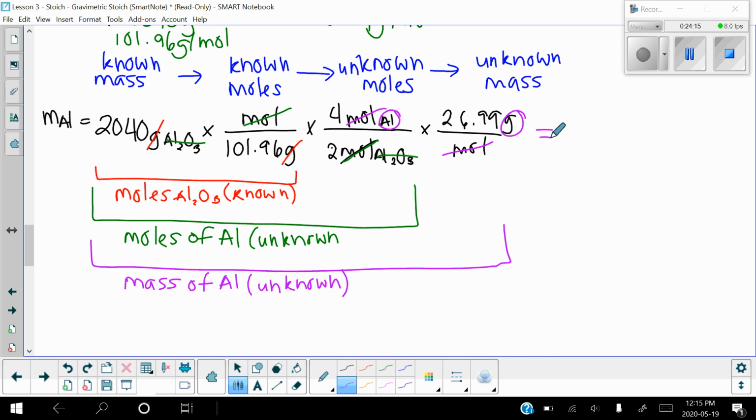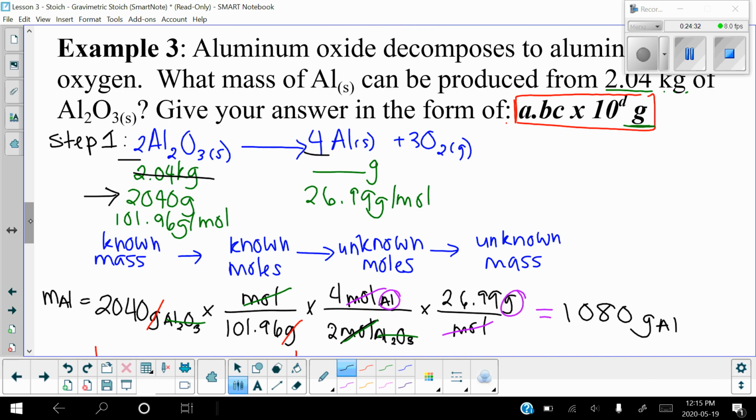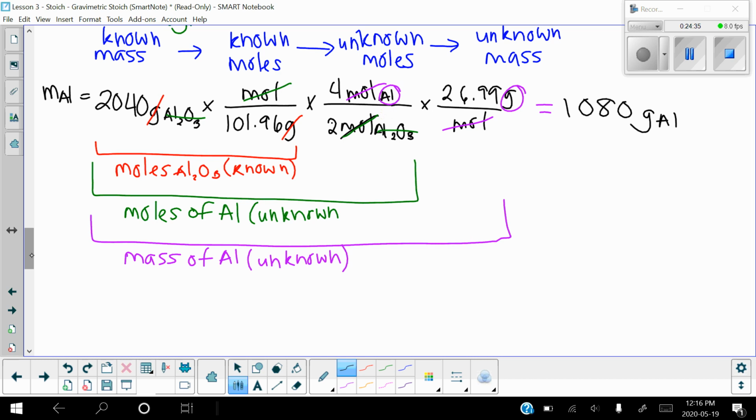Okay, take a moment, plug that in, and see what you get. Now, my final answer that I get is 1,080 grams of aluminum. Now, we need to put our answer in A.BC times 10 to the D form. So I need to change this into scientific notation. 1, 2, 3. This turns into 1.08 times 10 to the 3 grams. So A.BC times 10 to the D grams.